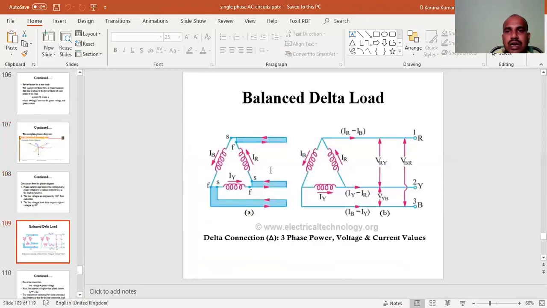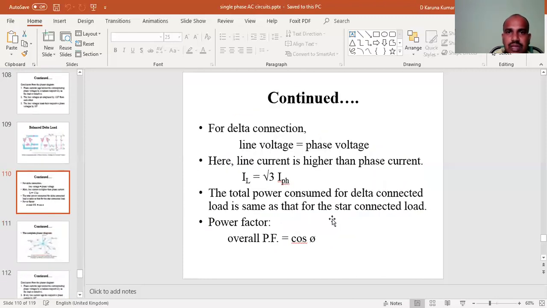Now the balanced delta load. In star load, the line voltage is equal to root 3 times the phase voltage, and the current is the same. In the delta connection, the line currents are IR minus IB, IY minus IR, and IB minus IY. In delta connection, the line voltage and phase voltage are both the same, but the current is different, because the line current is higher than the phase current. IL equals root 3 times the phase current.